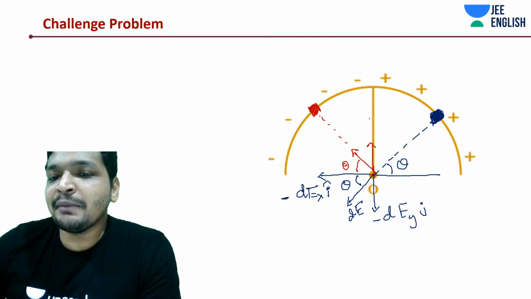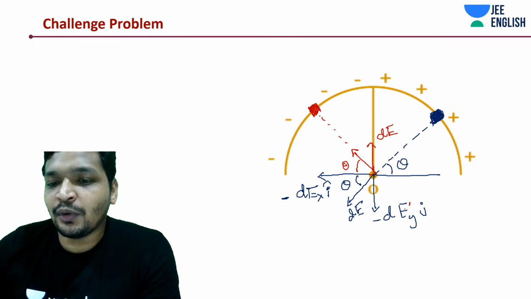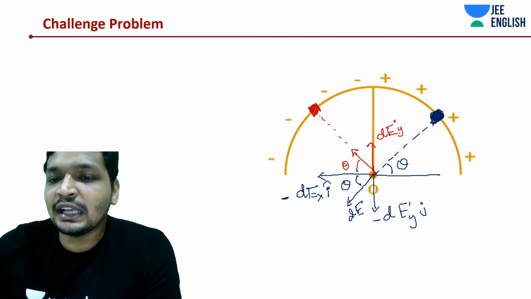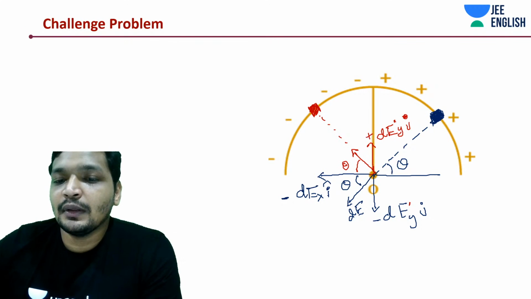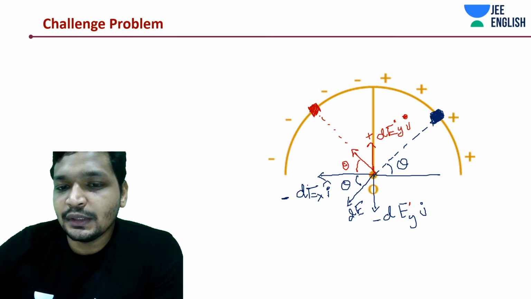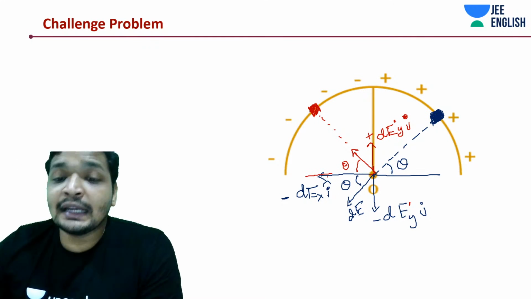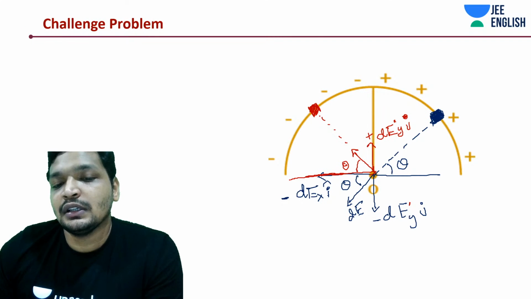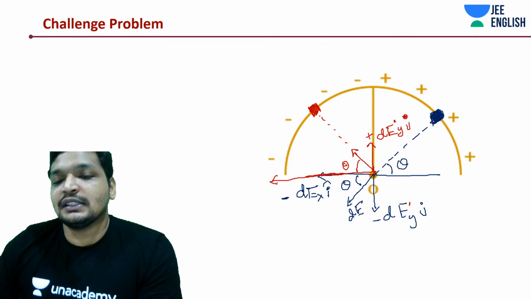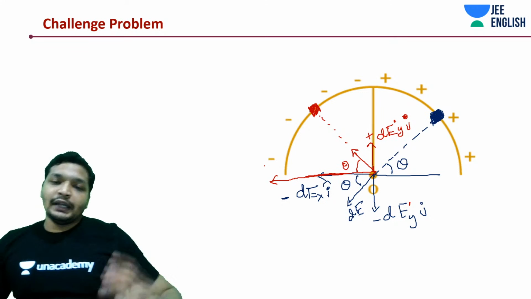This is the same magnitude. So I'm going to say this is some dE dash y. This also dE dash y plus j cap. This would cancel out. This is also going to be of the same. Negative x, positive x. Think about it carefully. This is negative x. Direction is negative, right? Going from right to left.